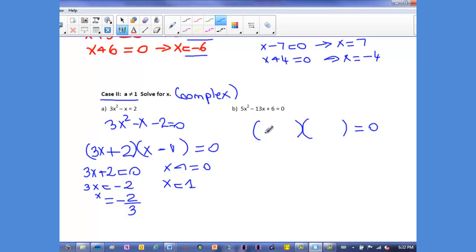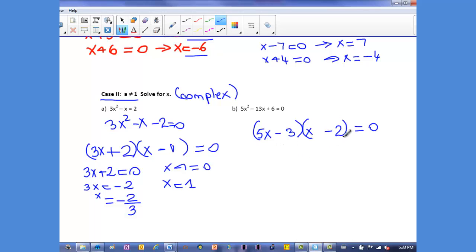What does 5 come from? From multiplying 5 and 1, having a prime number such as 5. So 5x and x. And now let's think about 6. 6 has multiple factors: 6 and 1, 2 and 3. However, we do notice that the middle term has a negative sign in front of it, which means that probably I should look at negative factors of 6. What negative factors of 6 can we find? Well, we can say negative 3 and negative 2.